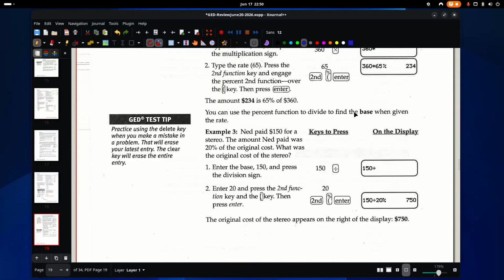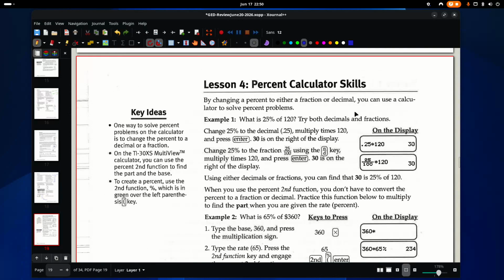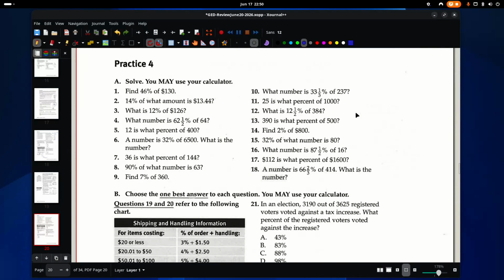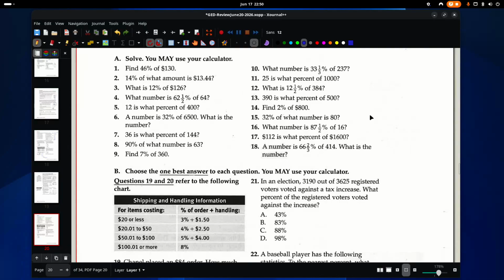So there's some information on calculator skills and so forth. I'll upload this document into our notes area as well, so you can do extra practice if you want. Okay, so we can solve these, and you can use your calculator if you want. So let's try this one here.